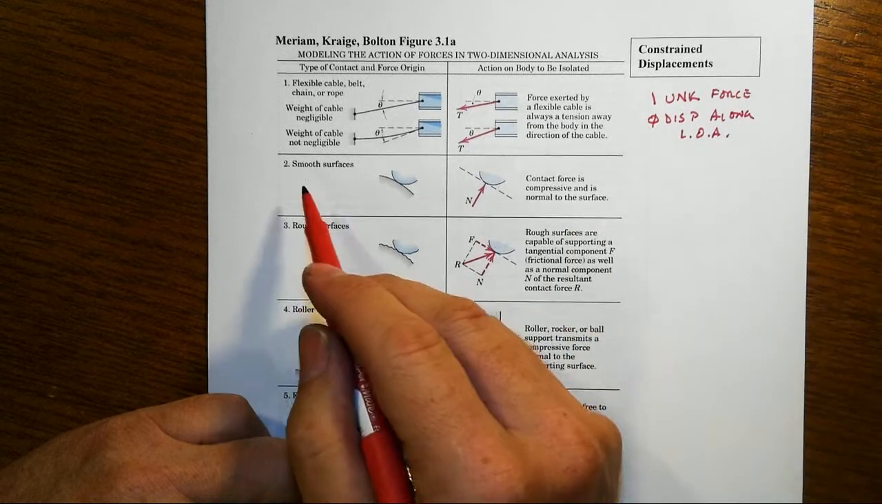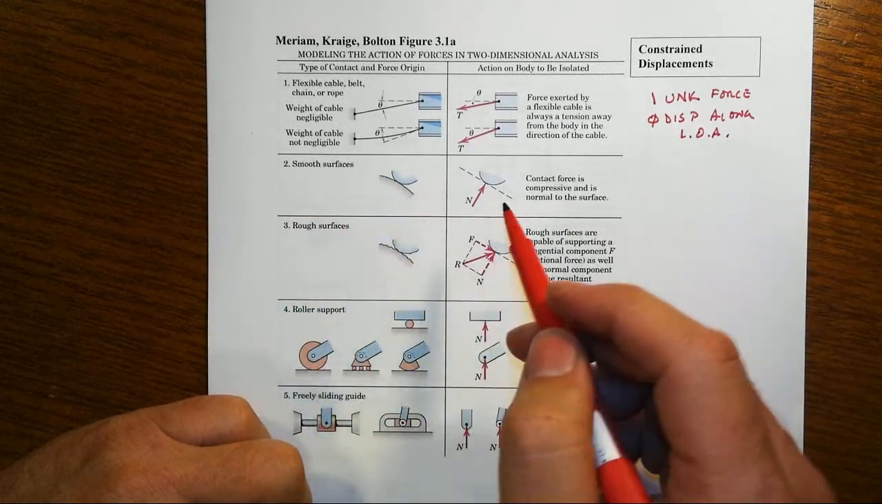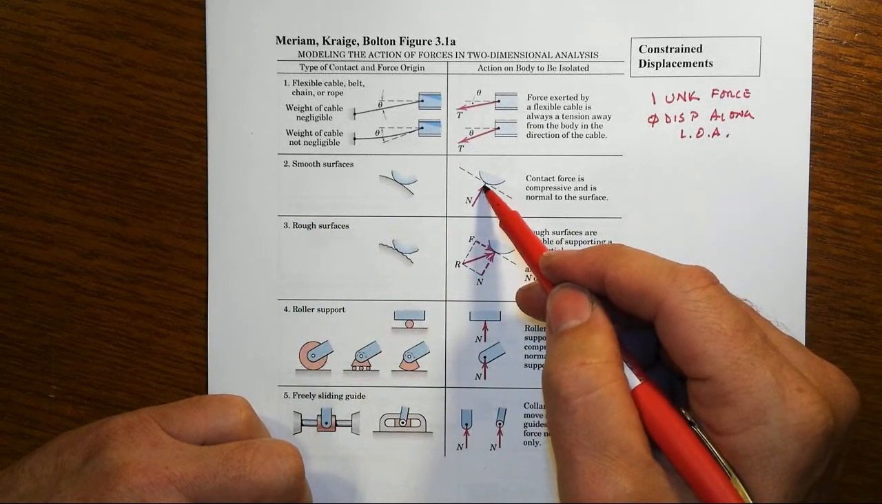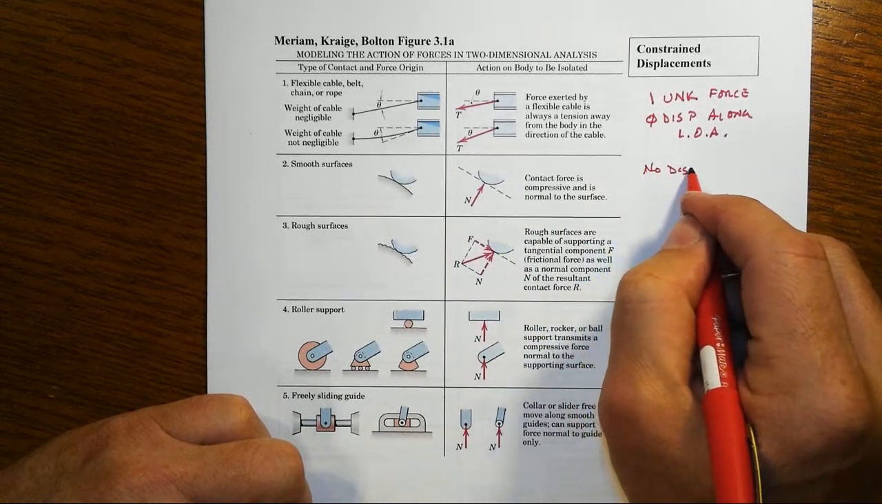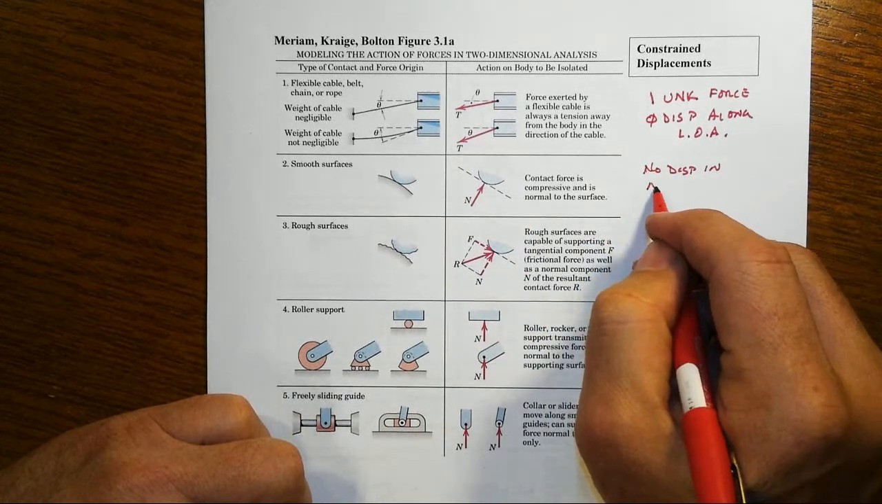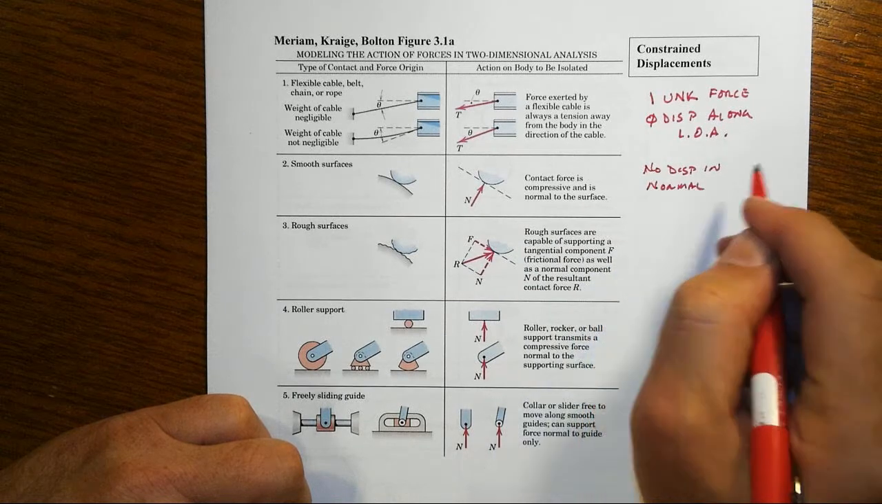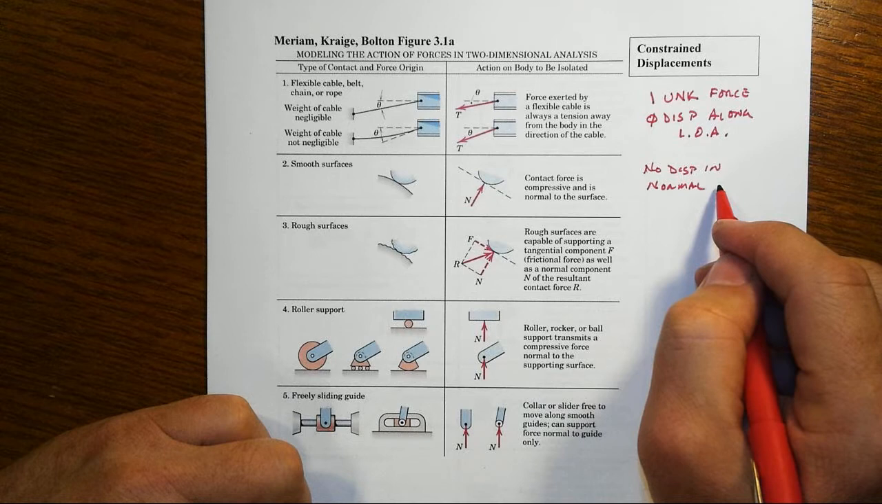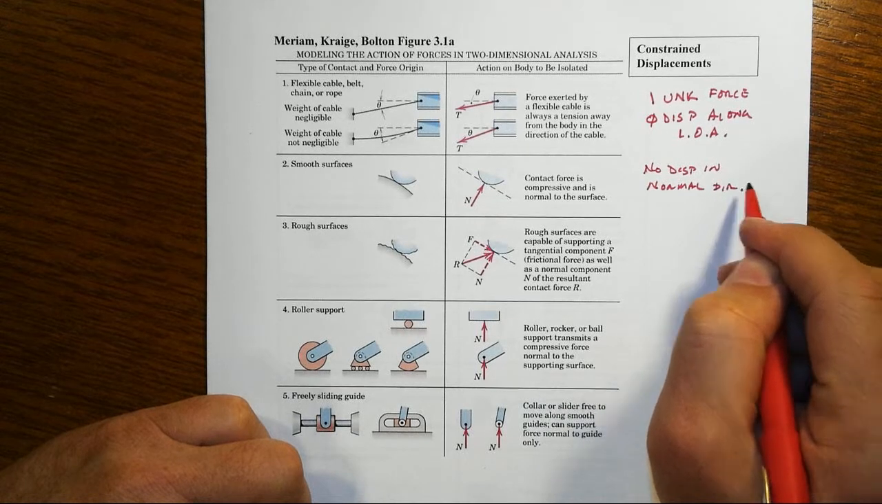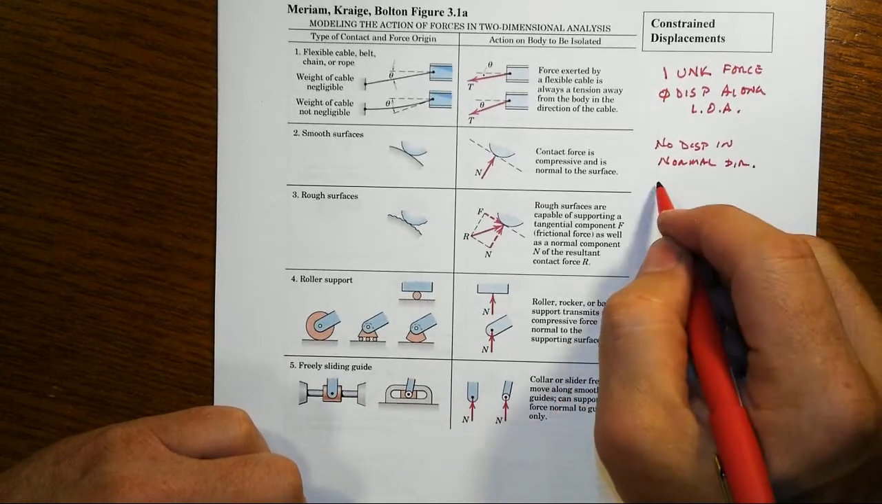Right? Now on this one we have a smooth surface. That means no friction, and so all we have is a normal force there, so there's no displacement in the normal direction, and that means we have to have a force in that direction to prevent that. Right, so again, one unknown force component.